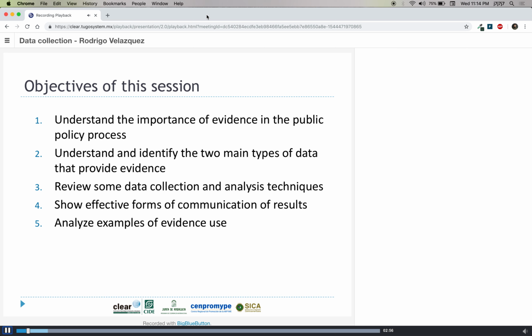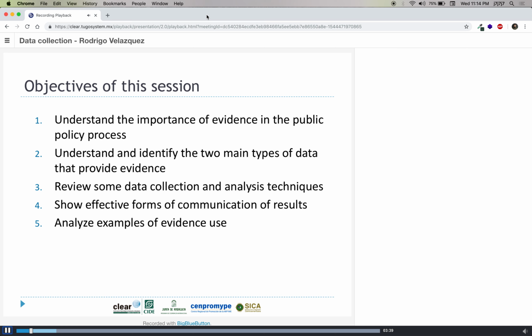The second objective of this session is to understand and identify the two main types of data that provide evidence, and evidence comprises data or information. However, there are many kinds of information, and one of the ways to classify data or information is in a quantitative or qualitative way. We're going to see the differences and why it's important to understand the different types of information that we have, and this is also going to help us to collect data.